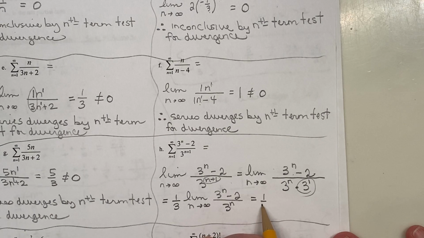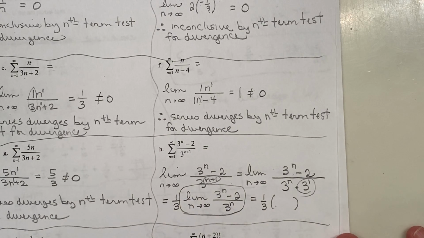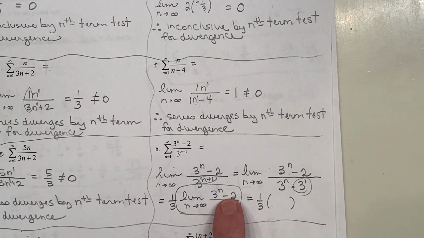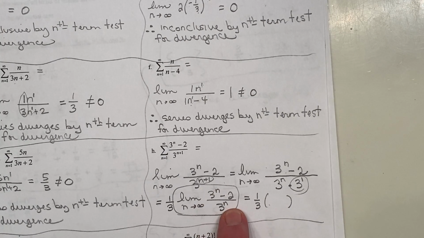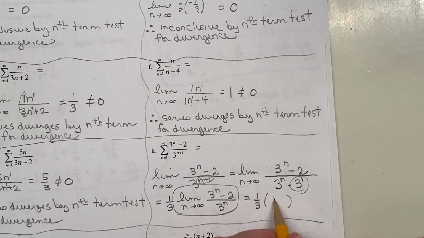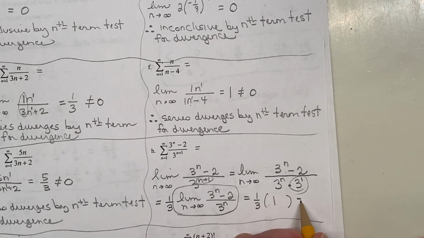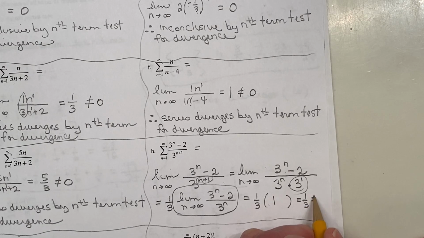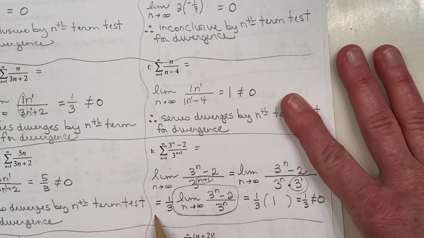So I've got 1/3 times, and I need a number to go in here that's going to result from evaluating that. Well, if n goes to infinity, this -2 isn't really going to have anything to do with my answer. So think about 3 to the n over 3 to the n, which just divides out to 1. This limit is actually just going to 1. So my answer is 1/3, which does not equal 0. So this series is said to diverge.